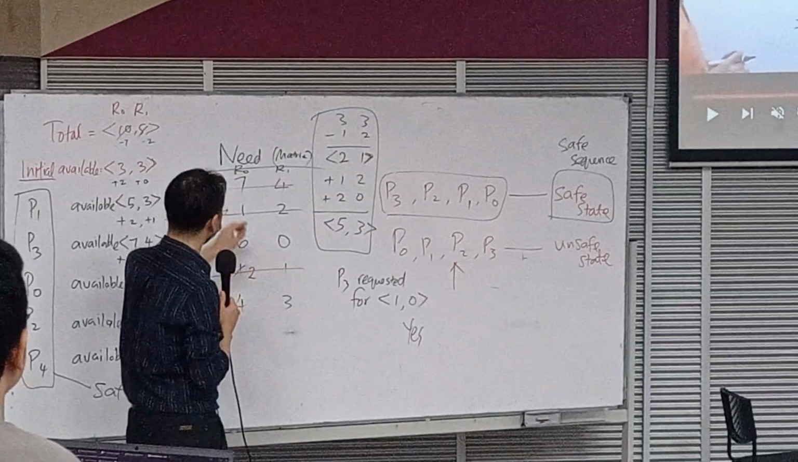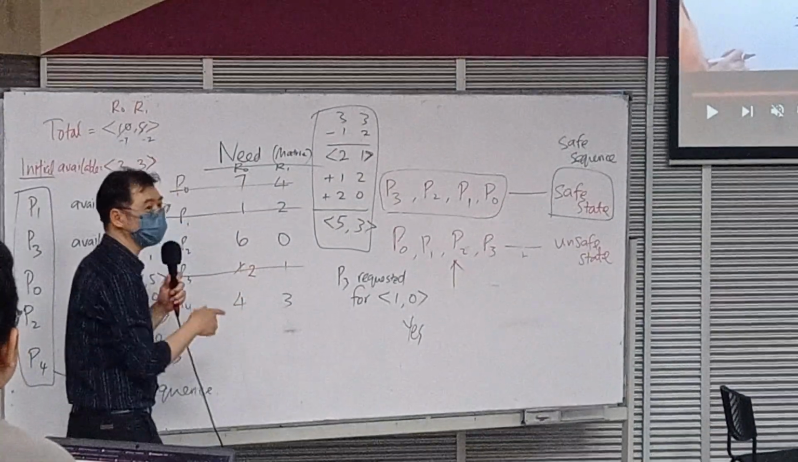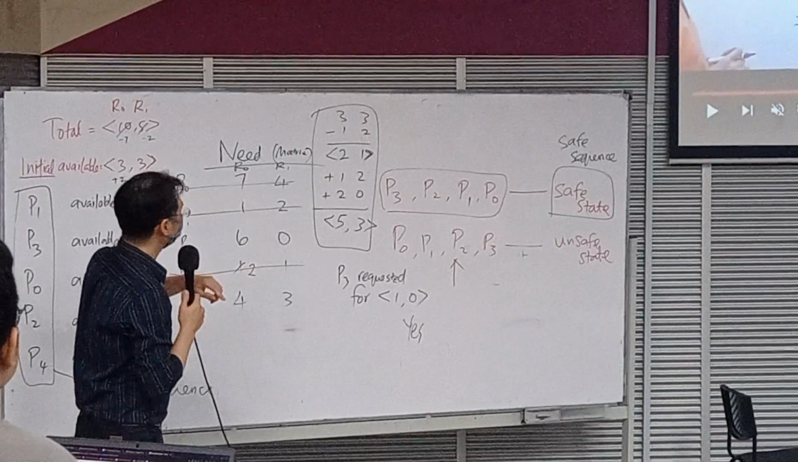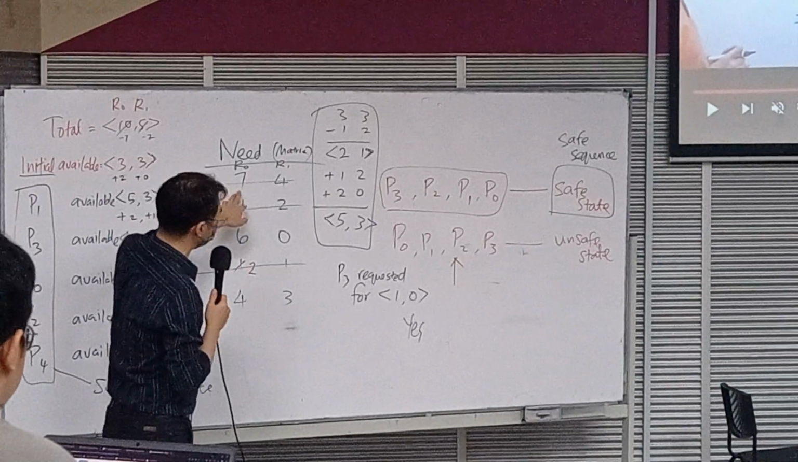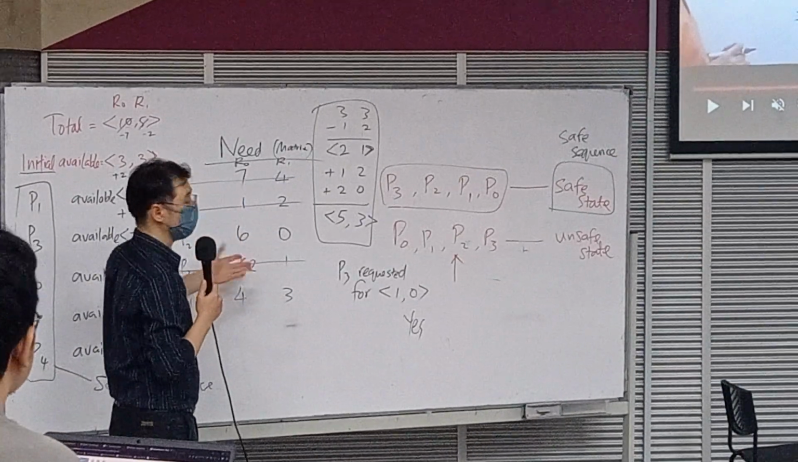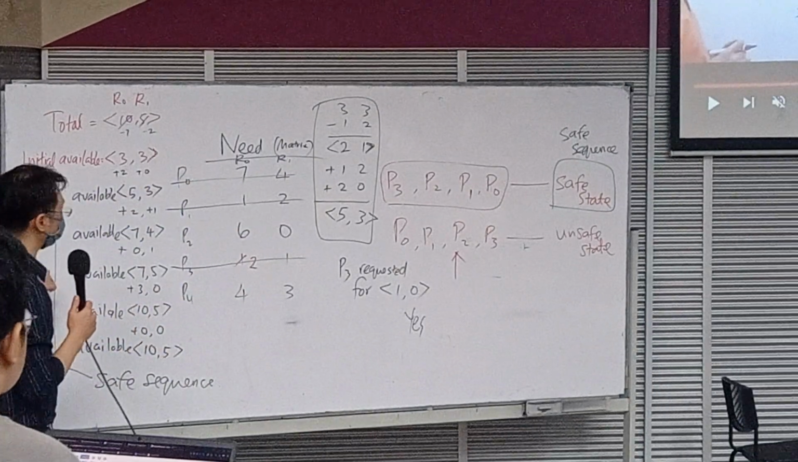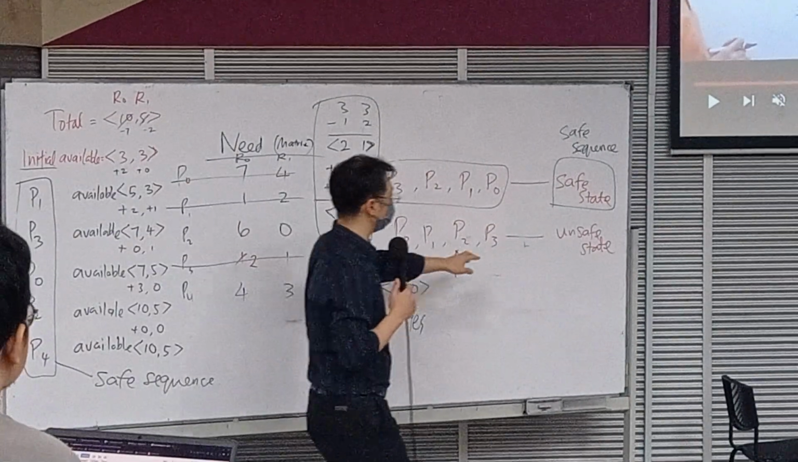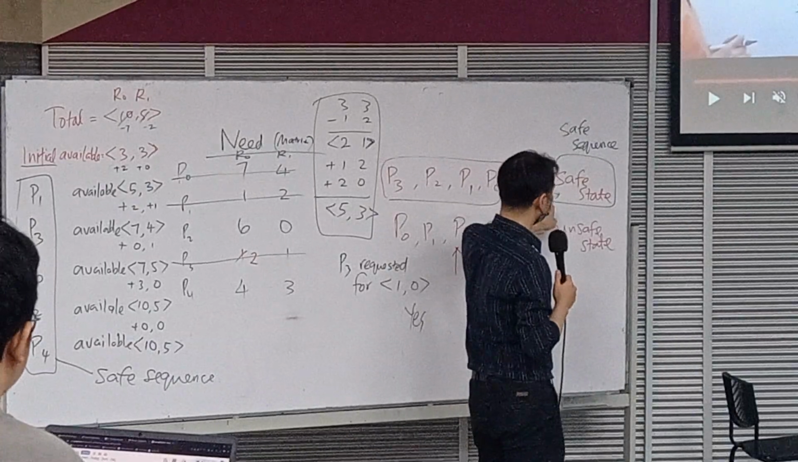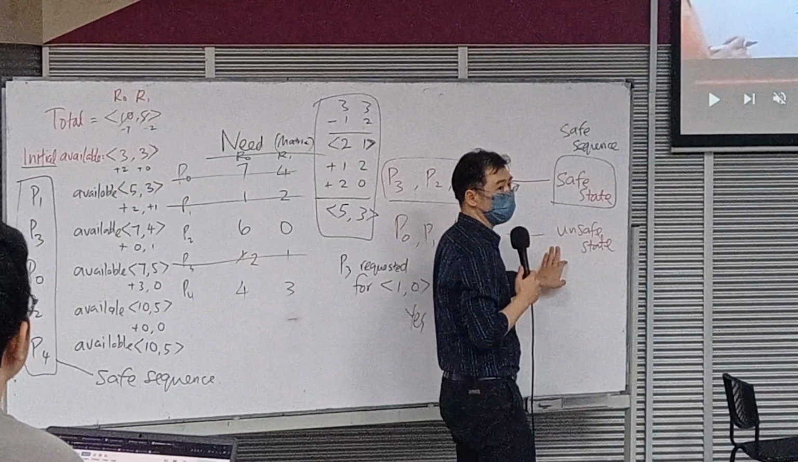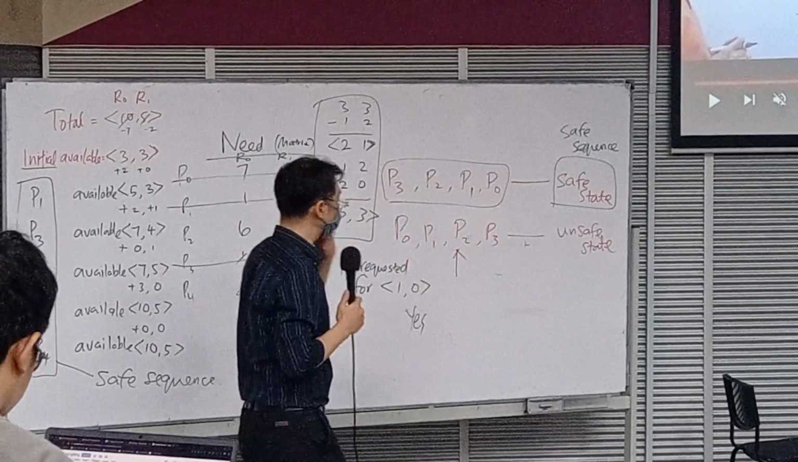Let's say, for example, just now I could strike out so many, right? I go through one by one. But suppose when I try to look at it and I cannot find anyone, halfway through I cannot go further. That means I get stuck. That means there is no safe sequence or safe state. It's unsafe. So the operating system will not grant.